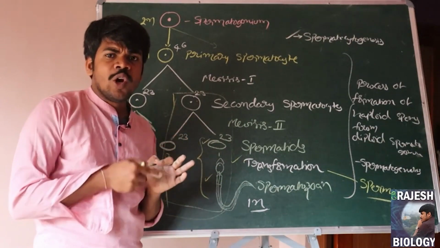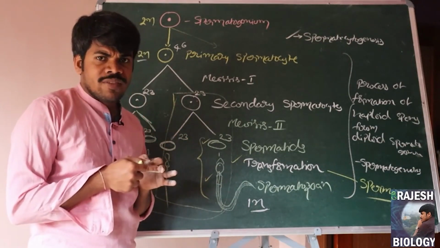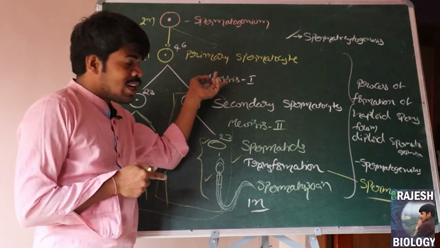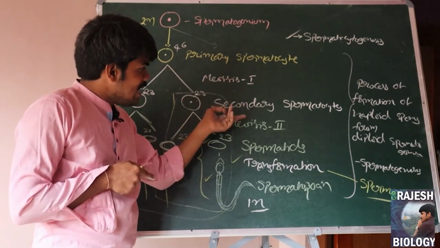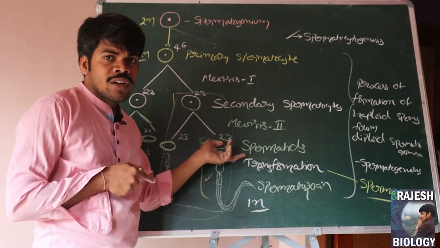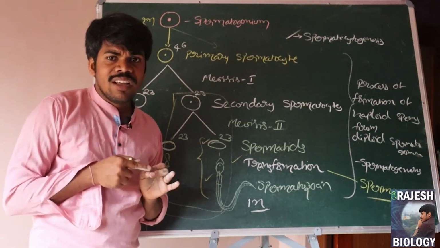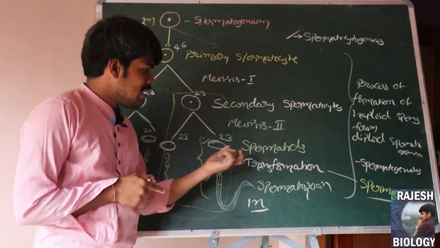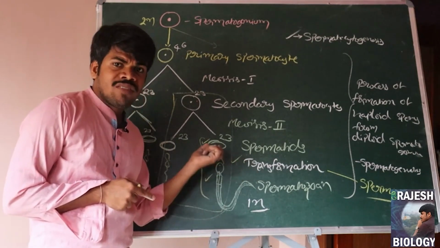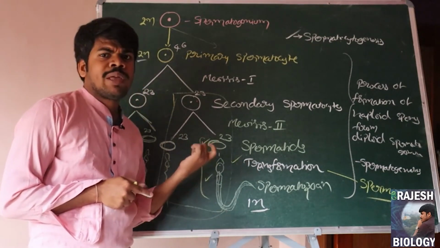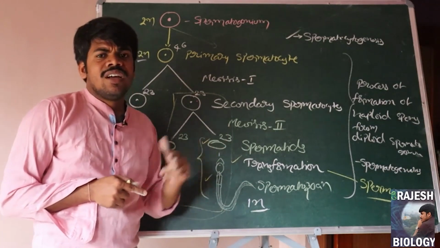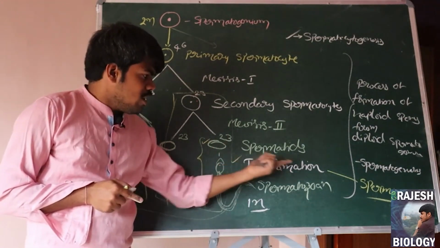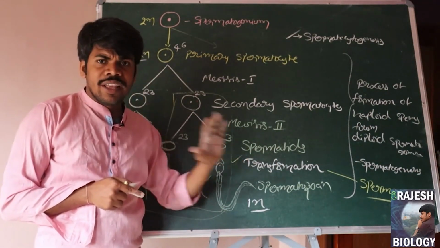Next, the meiotic division, the meiosis phase. Primary spermatocyte undergoes first meiotic division, secondary spermatocyte undergoes second meiotic division and forms spermatids. This is the meiotic phase. And last but not least, spermiogenesis, transformation of spermatid into the spermatozoa. This is called spermiogenesis. Is it clear now?